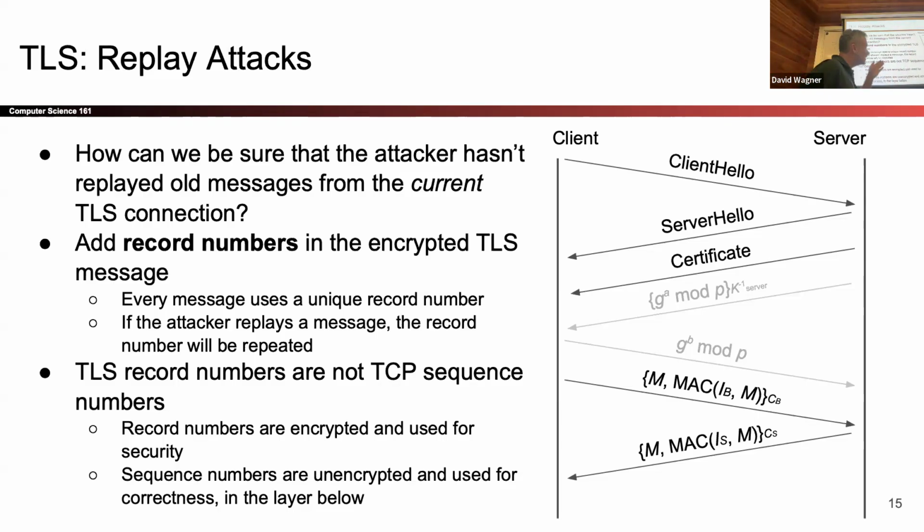They are included in the part that is encrypted and has a message authentication code applied, so an attacker can't modify them. And the recipient checks to make sure that they arrive in order. Should be 0, 1, 2, 3, 4, 5, 6. Should be nothing out of order, because TCP takes care of out of order. So this prevents replay.